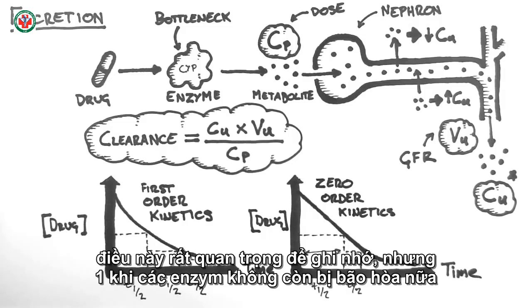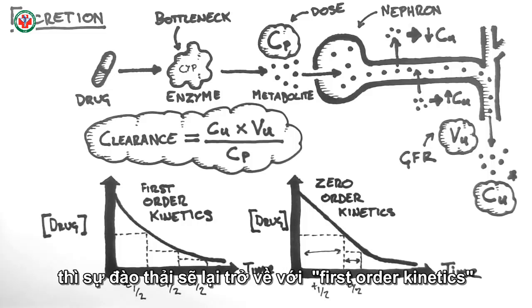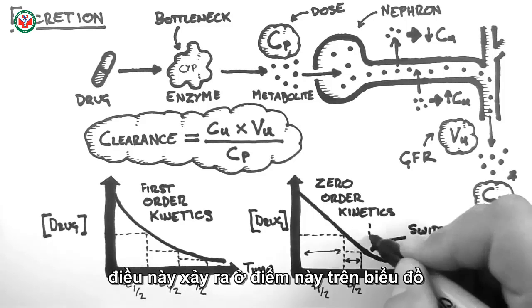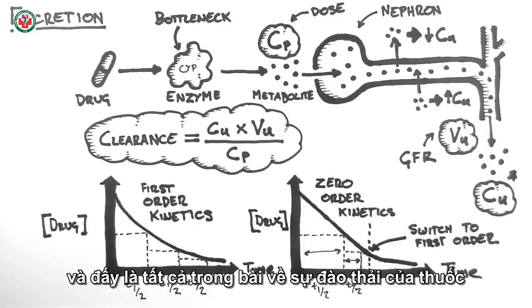It is important to note that once the enzyme is no longer saturated, the elimination pattern will follow first-order kinetics, which is what is happening at this point on the graph. And that completes this tutorial on drug elimination.